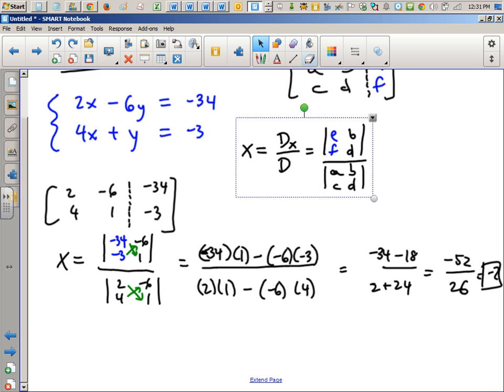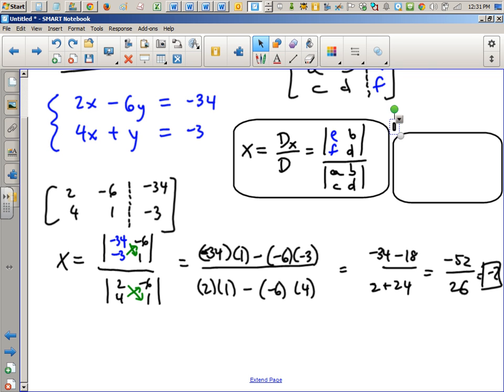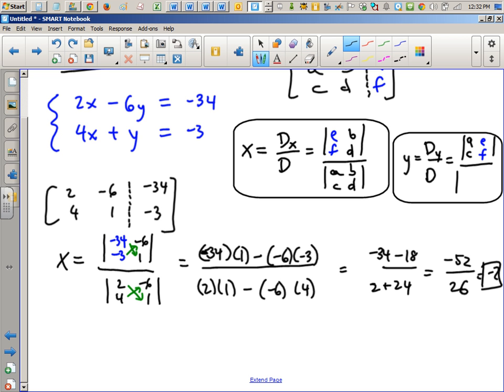This is the method to find X. This is how you find X up here. Okay? Does anyone remember, or can you guess how you might find Y? Yeah, it's called D sub Y over D. The top has the A and the C here. The E and the F go here. The bottom is the same. So let's go ahead and try that. So Y is going to be these two determinants. The bottom's the exact same one.